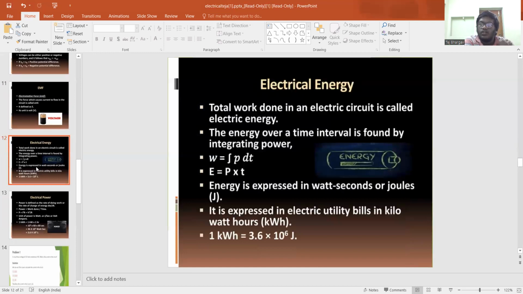Electrical energy. The total work in an electrical circuit is called electrical energy. The energy over a time interval is found by integrating power. Work is integral P dt. E is equal to P into T. Energy is expressed in watt second or joules. In electricity utility bills it is expressed in kilowatt hours, kWh. 1 kilowatt hour is equal to 3.6 into 10 power 6 joules.